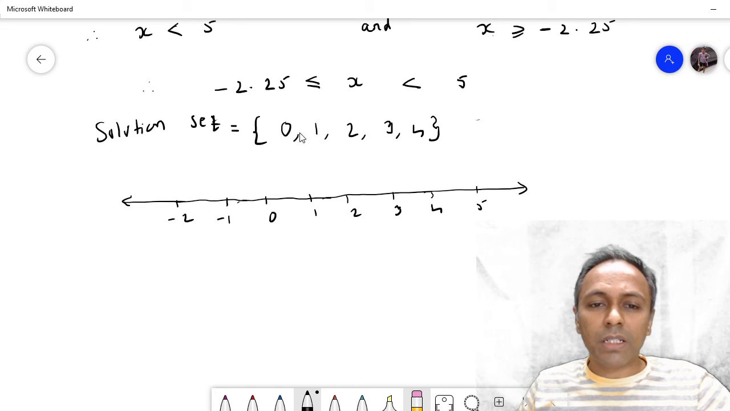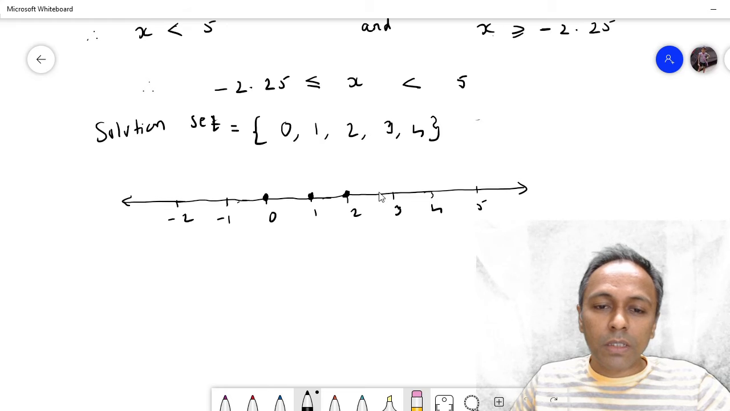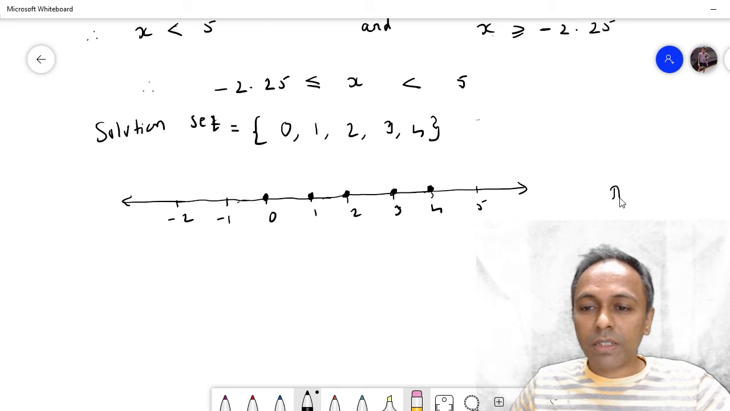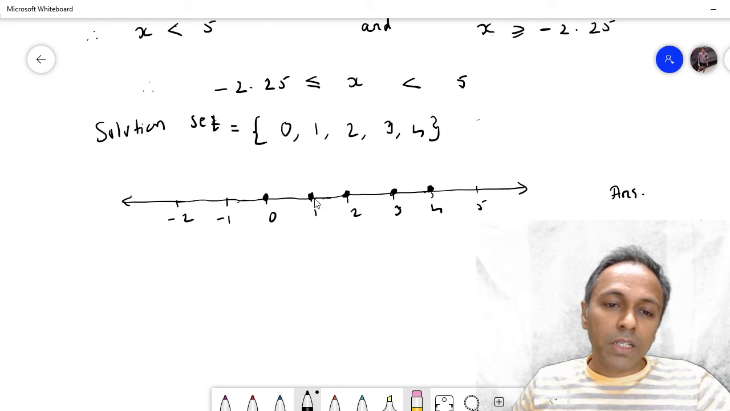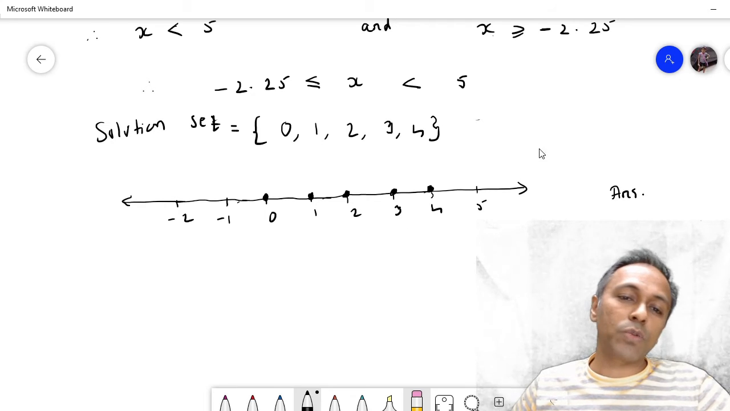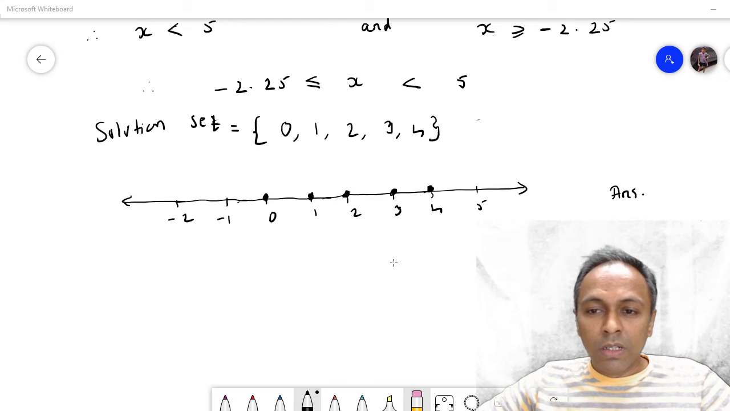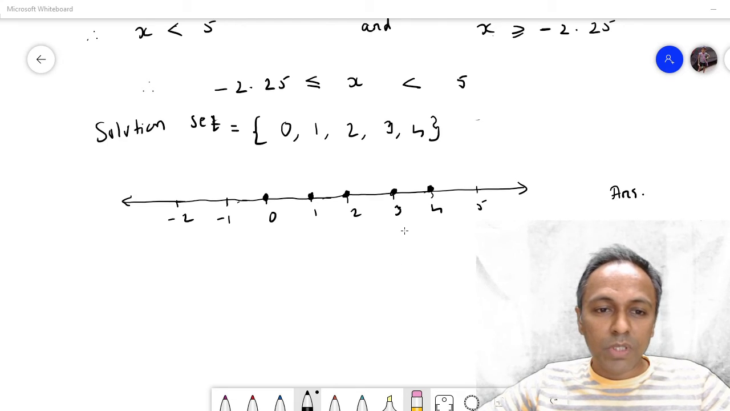And now mark 0, 1, 2, 3, 4. So you will make filled circles over those elements, and this is your answer. This is your final answer for the number line. So a dark straight line will not come. That comes only when x belongs to real numbers. Okay. So this was a 2014 question.